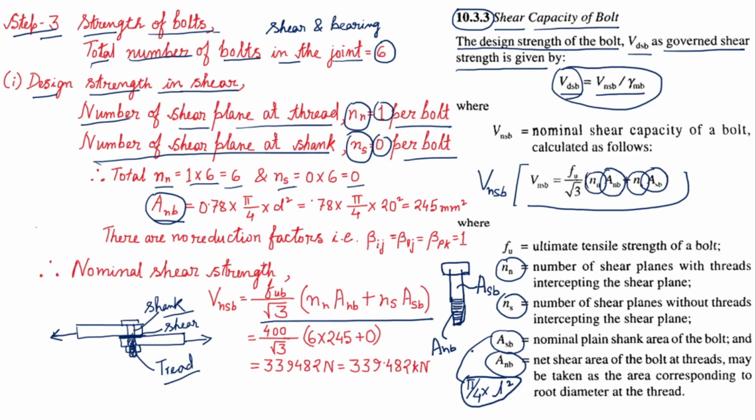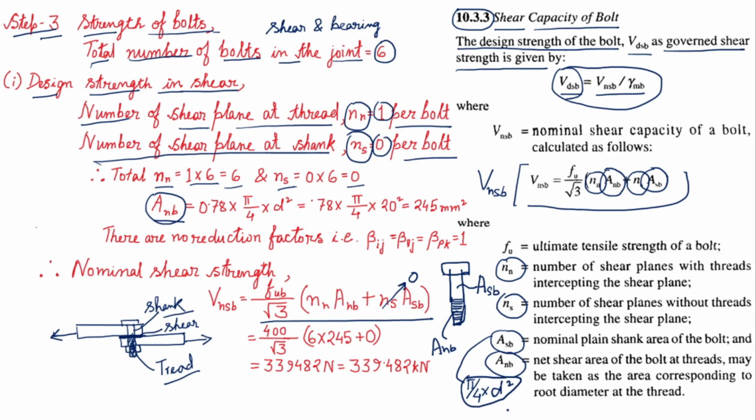So in this calculation, ASB is not required as this value has become 0. Calculation of ASB is not required, though I have shown the value of ASB equal to pi by 4 into d square. In this problem it is not required to calculate as NS equal to 0.